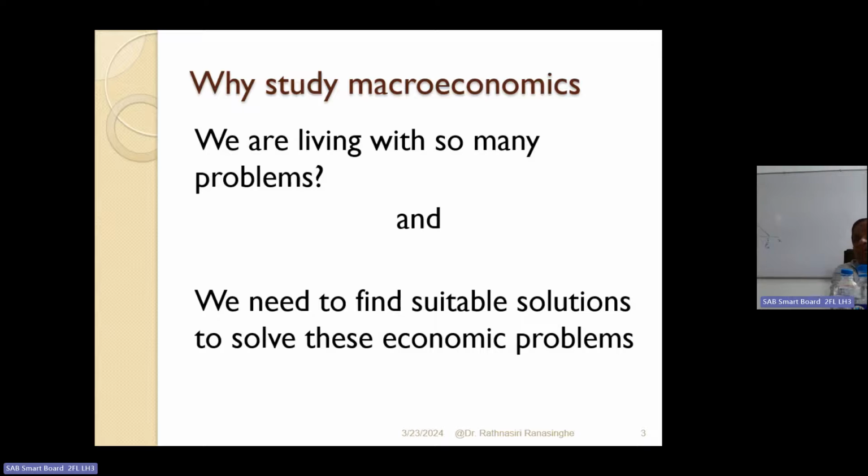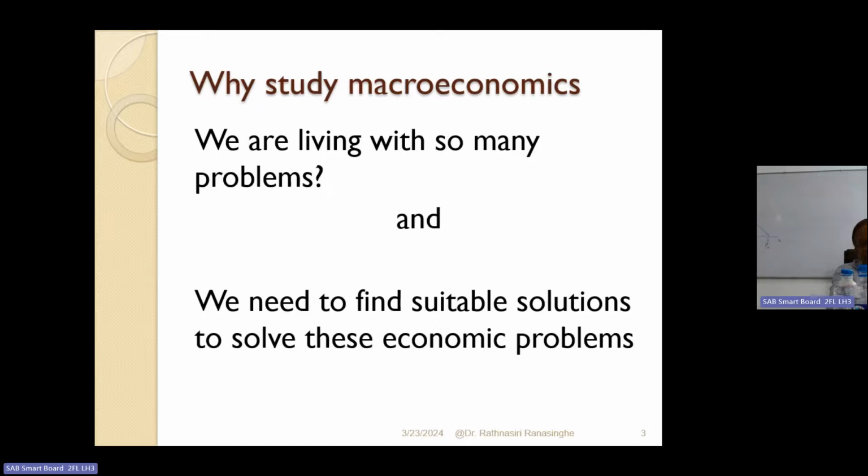you need to know about macroeconomics: overall economic behavior, the variables and their relationships, and how these variables change over time. That is very important. That's why you need to study macroeconomics, and why you need to look at the overall economic behavior.